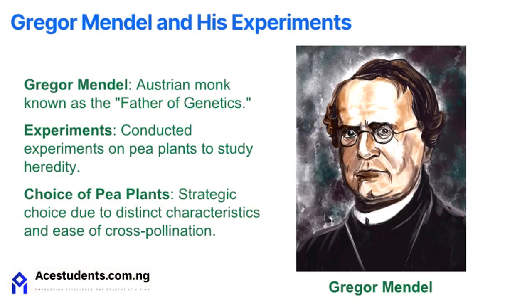Gregor Mendel, often referred to as the father of genetics, was an Austrian monk who conducted experiments on pea plants in the mid-19th century. His choice of pea plants was strategic because they have distinct characteristics and can be easily cross-pollinated.